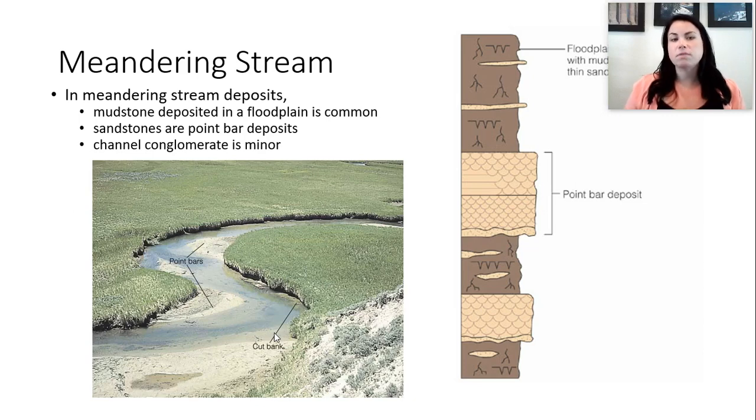And that's because the velocity of a meandering stream and a braided stream is different. A meandering stream is very gradual and slow, it meanders. And so it allows for deposition of those really fine sediments.